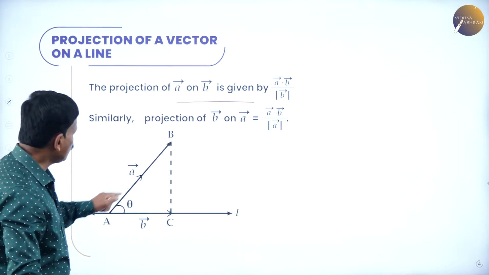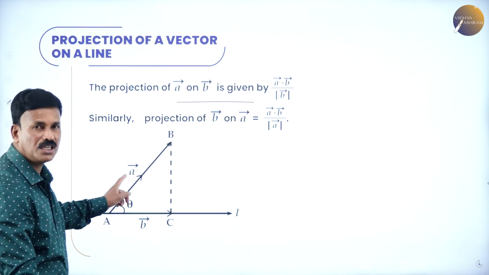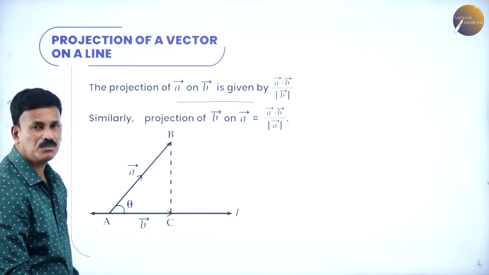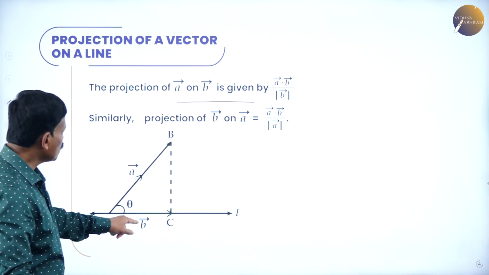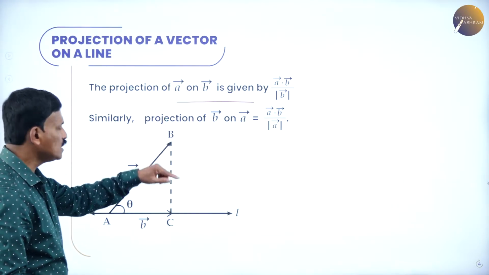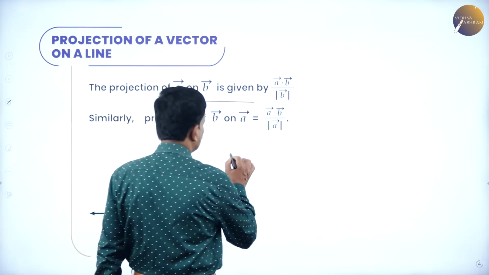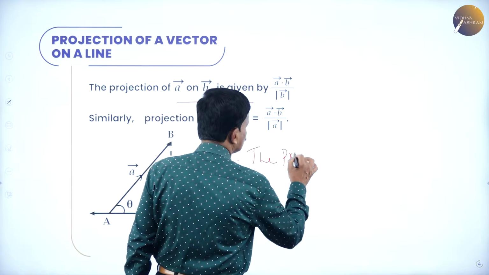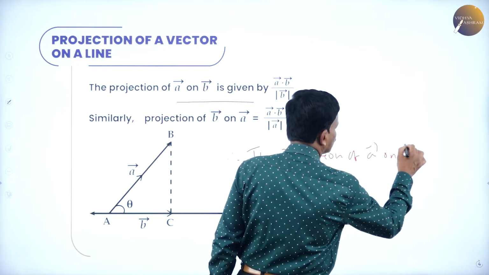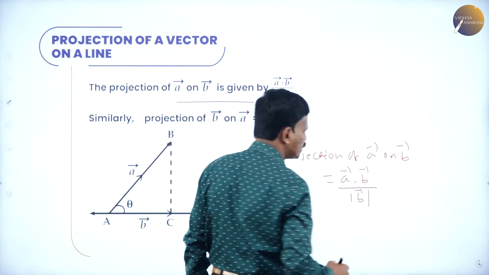So the projection of the line AB on the vector AC, that is the projection of A on vector B, is given by A dot B divided by length of B. Similarly, the projection of vector B on A is given by the same dot product, A dot B, divided by the length of vector A. Therefore the projection of A on vector B is always equal to A dot B divided by the length of vector B.